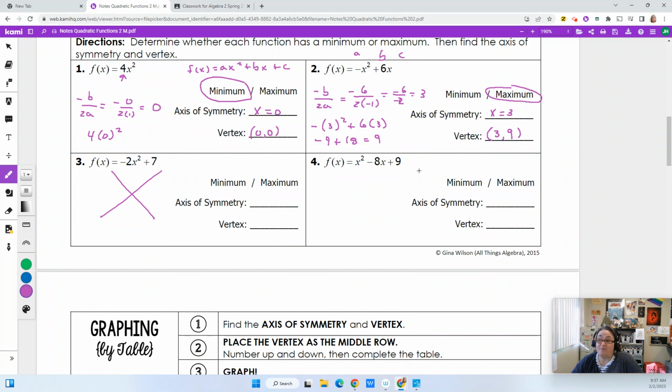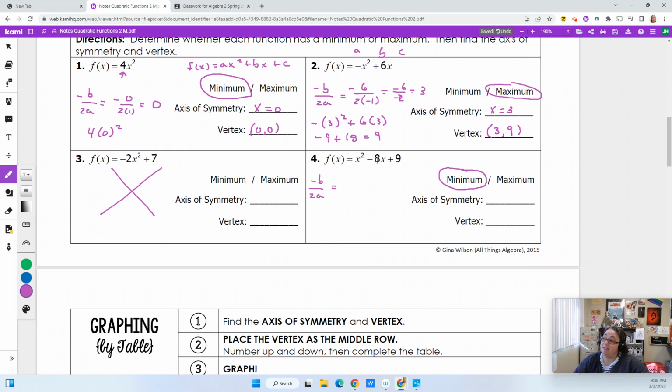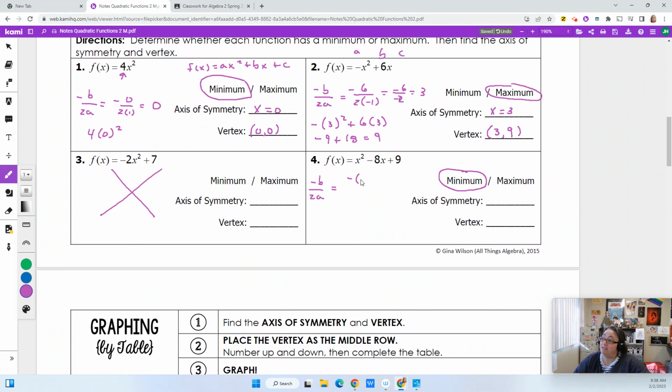Here we know it's going to be positive, which means that it's going to go up, which means that we are dealing with a minimum. Our vertex will be the minimum of this function. Our axis of symmetry is going to be our minus b over 2a, which for us, think about this, we have a minus 8 as our b. So that's like saying minus negative 8 over 2 times 1. And so when we solve that, that becomes 8 over 2, which just is 4. So our x equals 4.